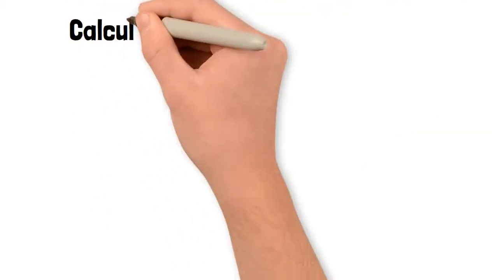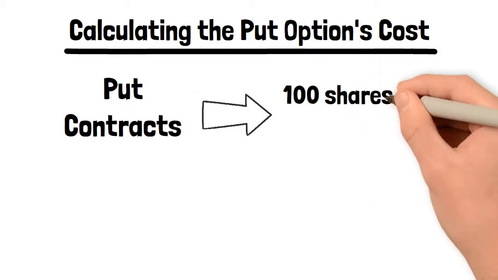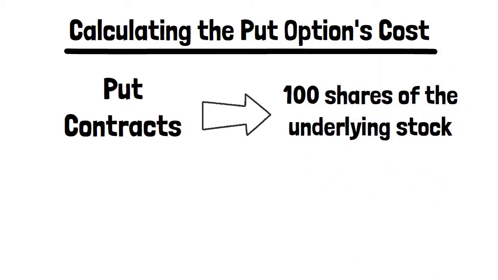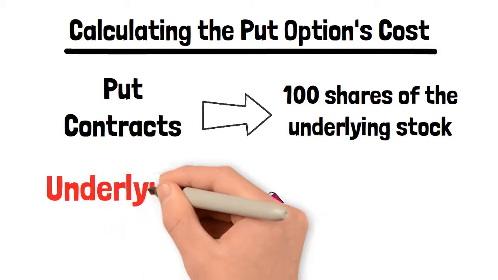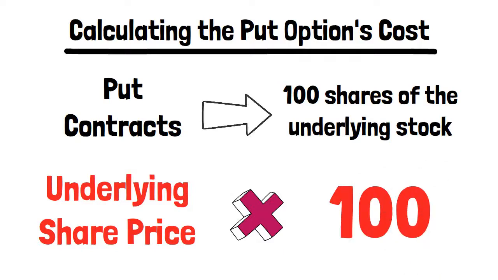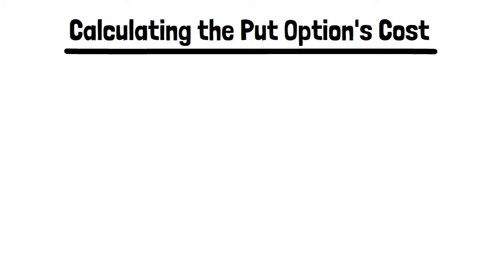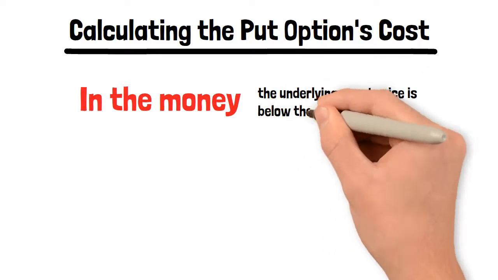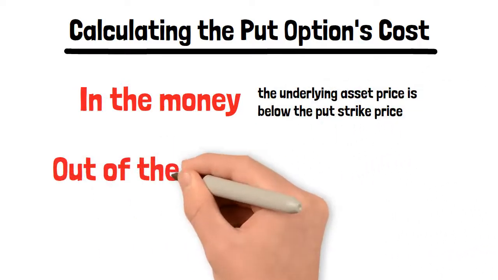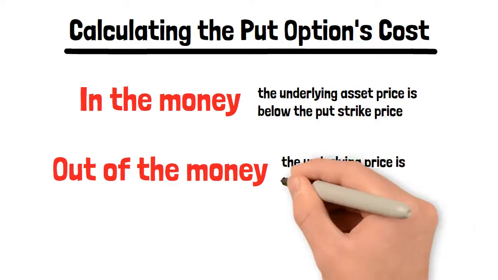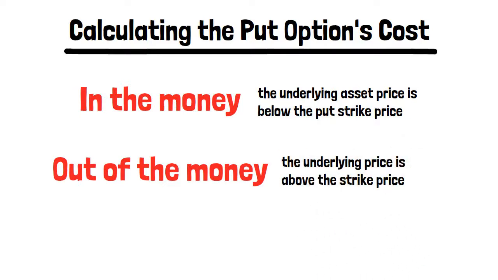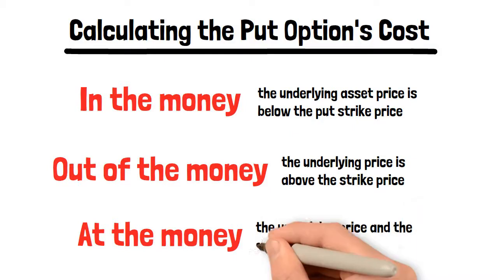Calculating the put option's cost. Put contracts represent 100 shares of the underlying stock, just like call option contracts. To find the price of the contract, multiply the underlying share price by 100. Put options can be in, at, or out of the money, just like call options. In the money means the underlying asset price is below the put strike price. Out of the money means the underlying price is above the strike price. At the money means the underlying price and the strike price are the same.